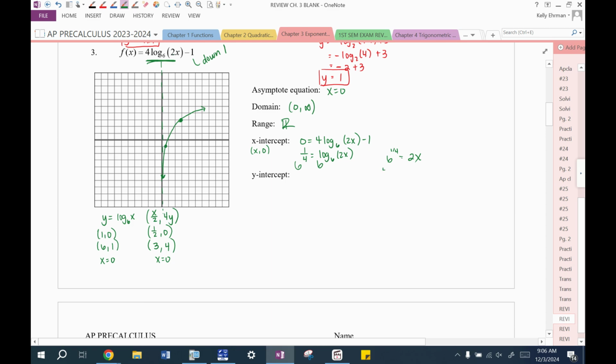So 6 to the 1/4 is equal to 2x. So whatever, this is the fourth root of 6. I don't care how you write it. The fourth root of 6 divided by 2 is our x-intercept. What about the y-intercept? So that's when you're plugging in 0 for x. So that should be y equals 4 times the log base 6 of 0, minus 1. We can't do that, so there is no y-intercept for this one, which makes sense because look at the graph. You could also get this from the graph. There's a vertical asymptote at 0, so we can't get that from the graph.